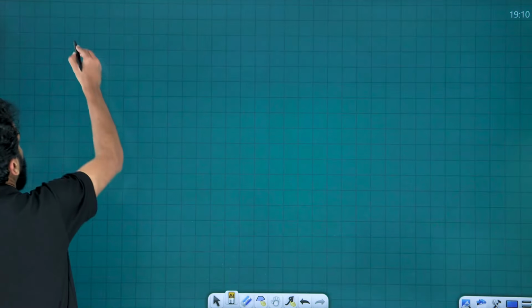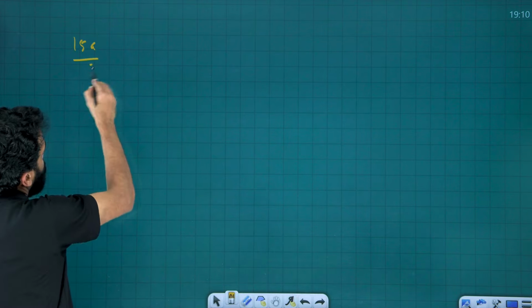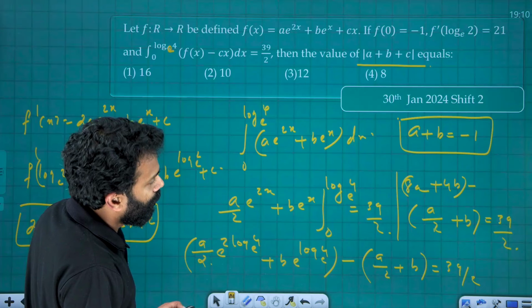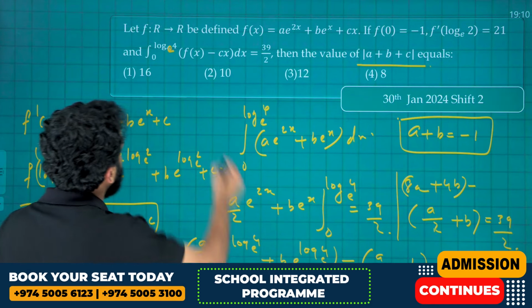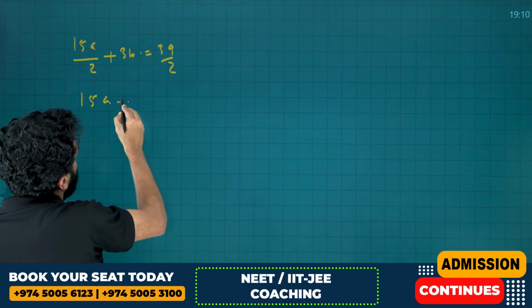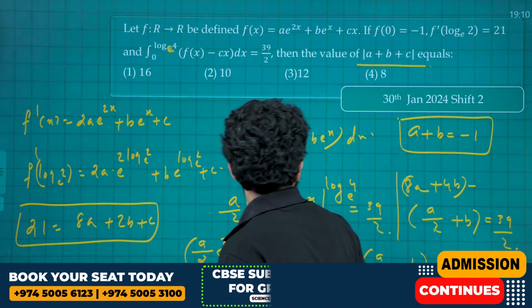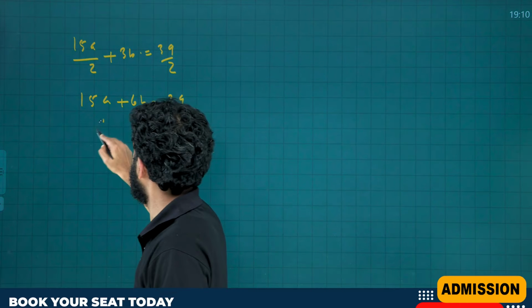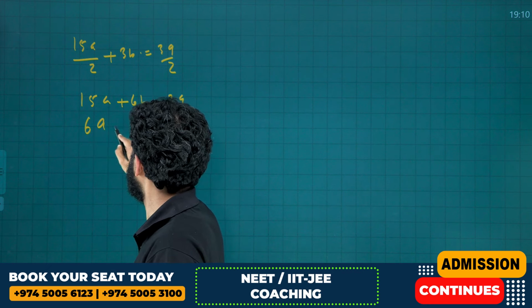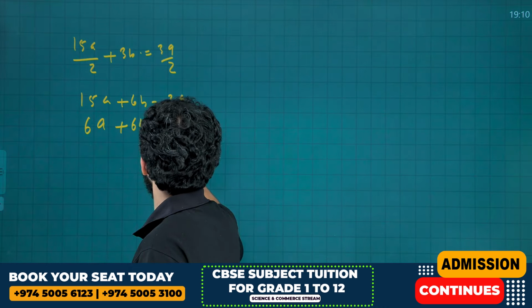That is 15a by 2 plus 3b, which is equal to 39 by 2. That is 15a plus 6b is equal to 39. We got one more equation, right? a plus b is equal to minus 1. We can use it over here. Multiply it with 6, you will get 6a plus 6b is equal to minus 6.